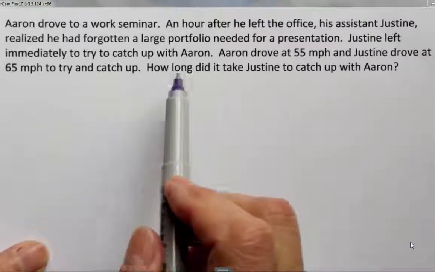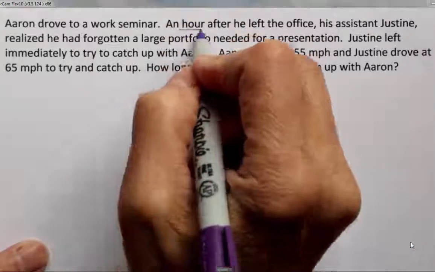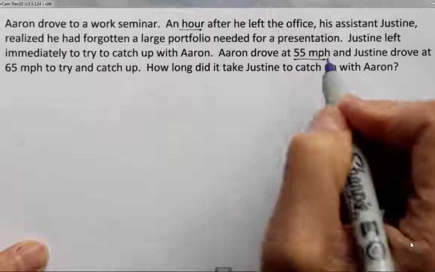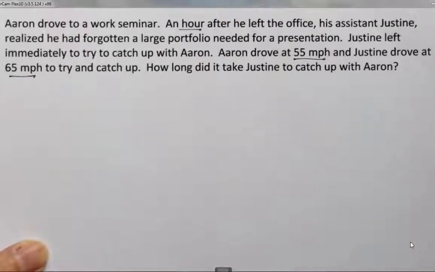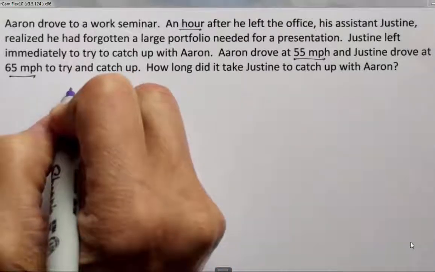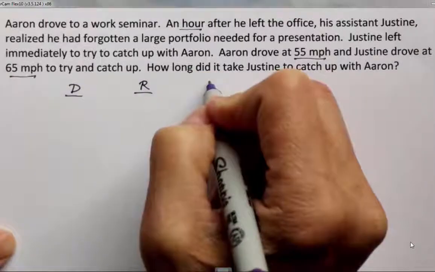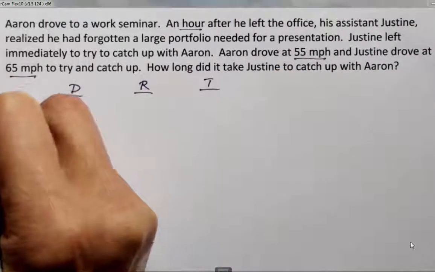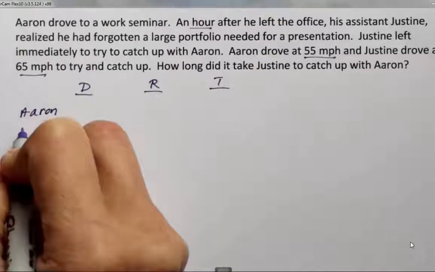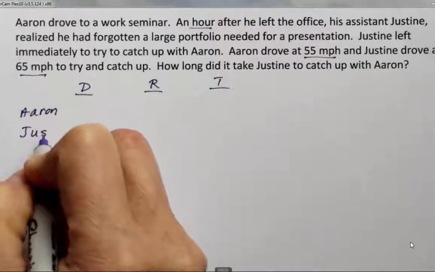So looking at this problem, I'm given a time and I'm given some rates. So that right there tells me that I'm talking about a distance, rate, and time problem, which means that I need to do a chart where I have my distance, my rate, and my time. And we're starting off with Aaron, and then we're going to have Justine trying to catch up with him.